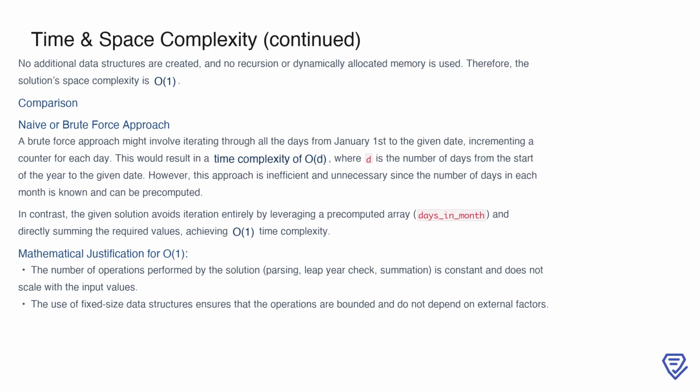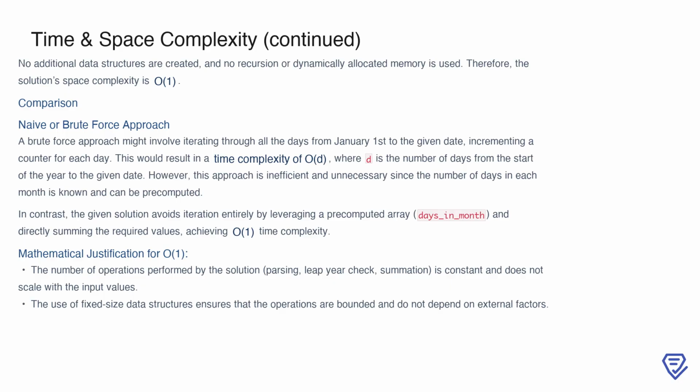By comparison, a naive approach might involve iterating through all the days from January 1st to the given date, incrementing a counter for each day. This would result in a time complexity of O(d), where d represents the number of days from the start of the year to the target date. However, this approach is inefficient because we already know the number of days in each month and can pre-compute them. By leveraging the days_n_month array and directly summing the required values, our solution avoids iteration and achieves O(1) time complexity.